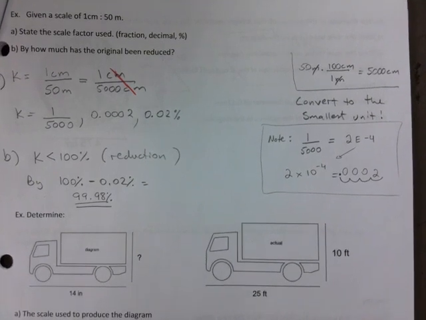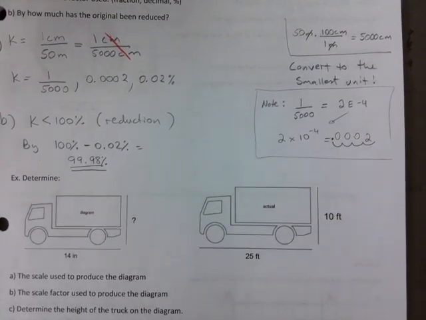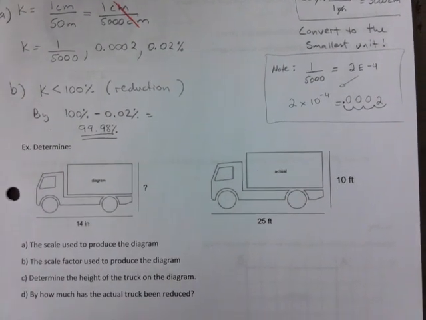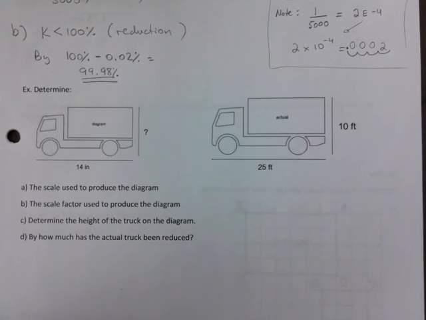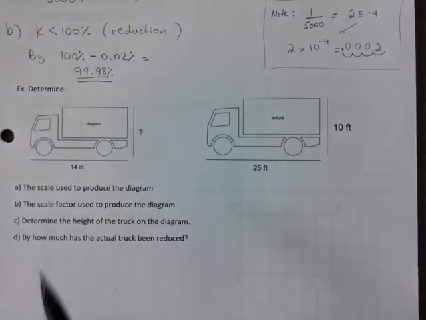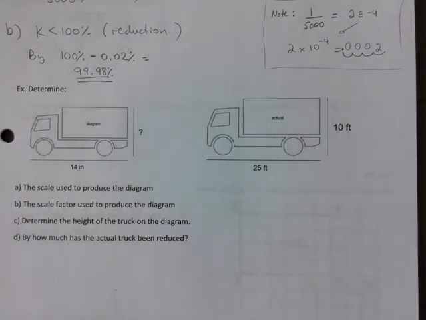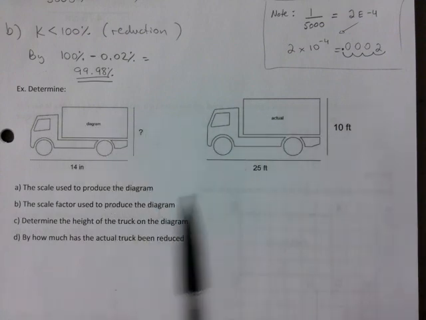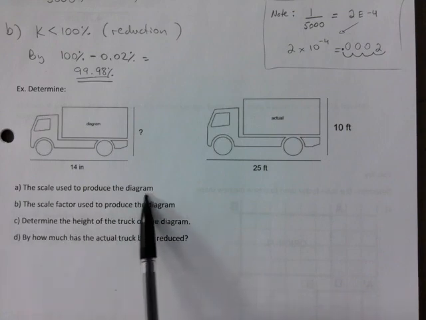All right. So that's how you figure out scale factors. I'm going to ask you to look at the next example here. Look at both of them. Look at the units that have been used. Look at the wording. There's diagram, there's actual. I want you to figure out the scale used to produce the diagram.